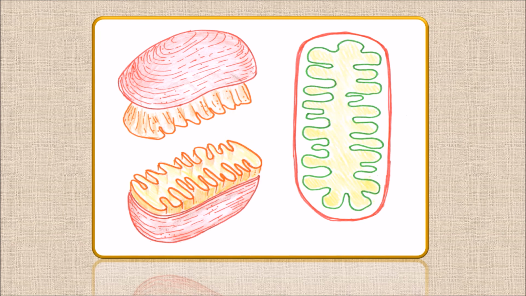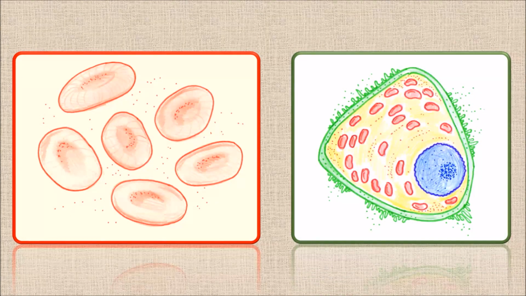The number of mitochondria in a cell can vary widely by organism, tissue, and cell type. For instance, red blood cells have no mitochondria, whereas liver cells have more than 1,000.